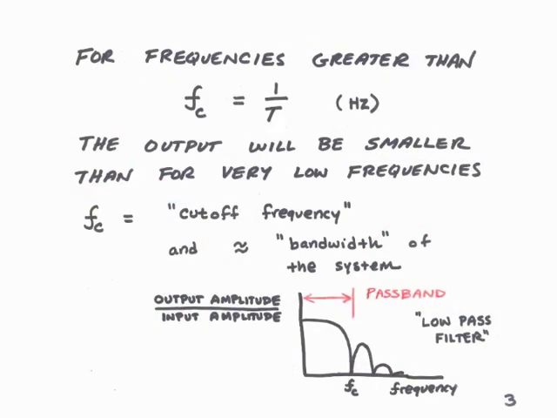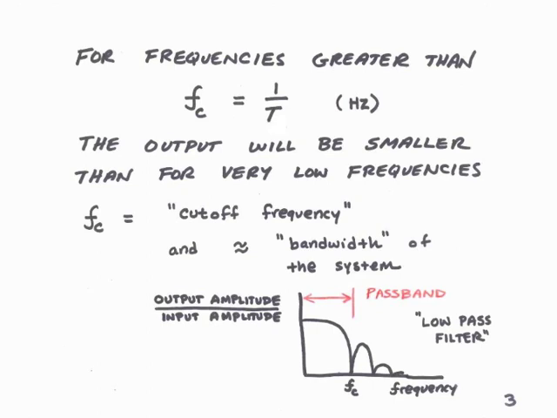One can show that if the input is at a frequency greater than 1 over T in hertz, then the output will be largely rejected, and if the input is below this frequency, it will largely be passed. This frequency is called the cutoff frequency. It's also referred to as the bandwidth of the system. The frequencies between zero frequency and the cutoff frequency are referred to as the passband of the system.